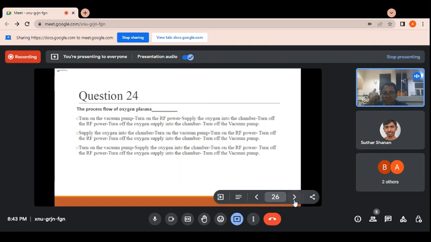And the last option is: turn on the vacuum pump, then supply the oxygen into the chamber, then turn on the RF power, then after working turn off the RF power, then turn off the oxygen supply into the chamber, then turn off the vacuum pump. So at first go through the question carefully. Try to get the answer. I got the answer. Third option. Okay. Banala Sindhu? Ma'am, I think second option. Can you explain, please?